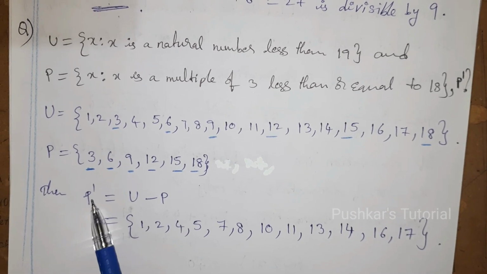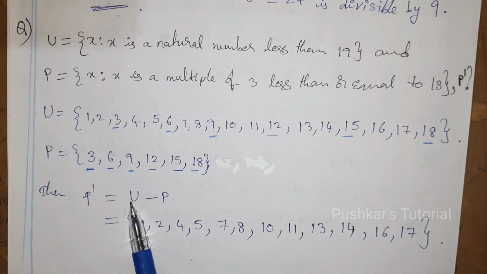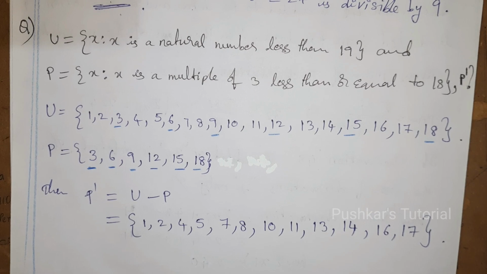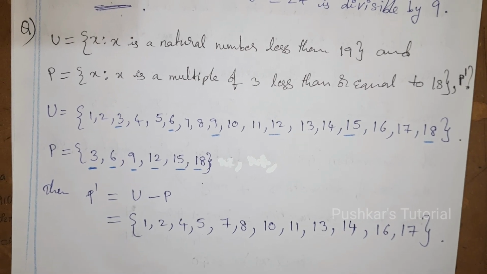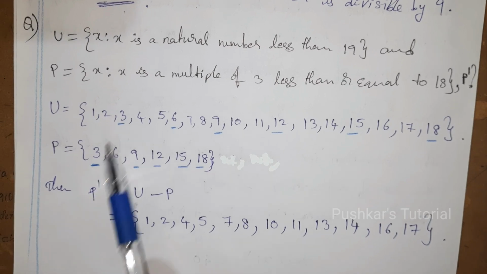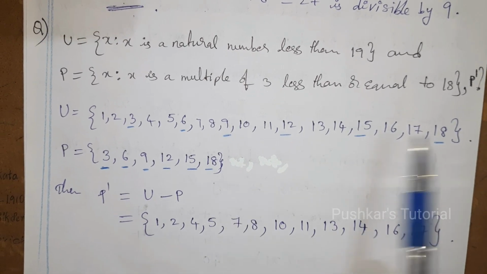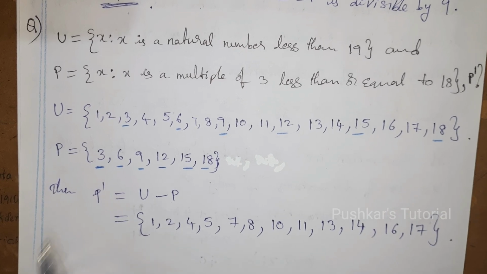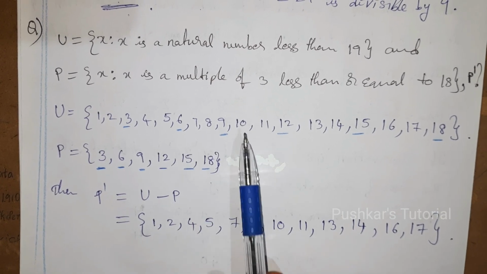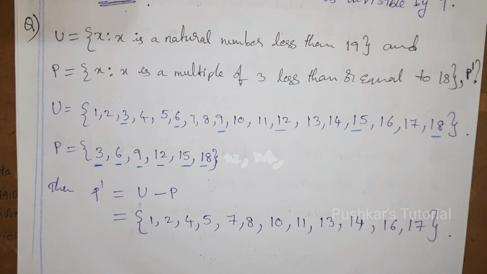Then P dash is equal to, P dash means subtraction of P from the universal set. So the whole universal set minus this one. Meaning we have to delete the P set. Whatever the common elements, you just mark them: 3 3, 6 6, 9 9, 12 12, 15 15, 18 18. So what is left over? The remaining all: 1, 2, 4, 5, 7, 8, 10, 11, 13, 14, 16, 17 is the answer.